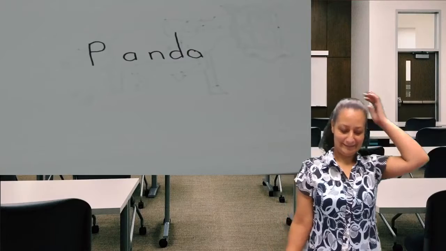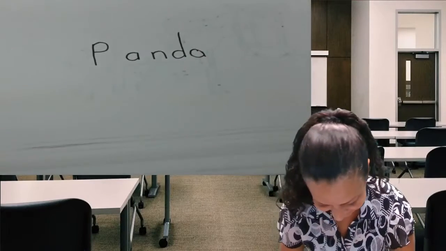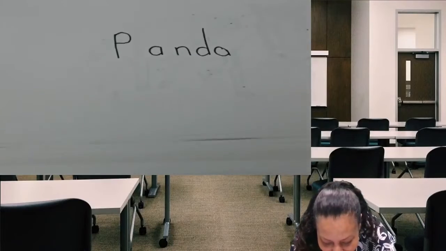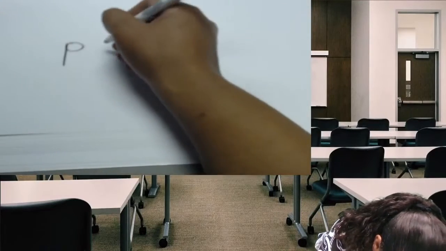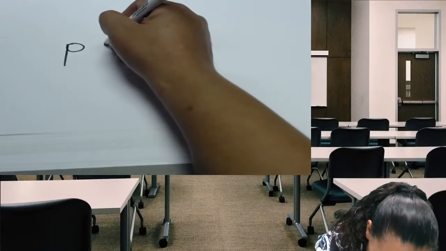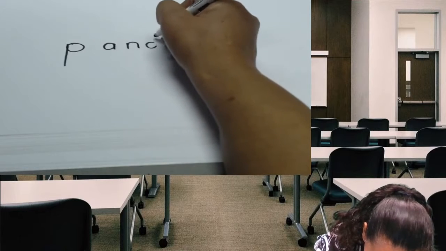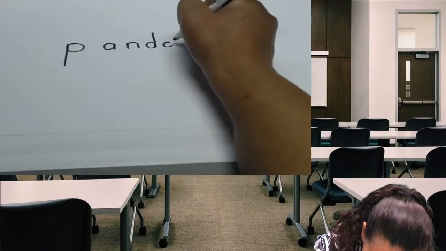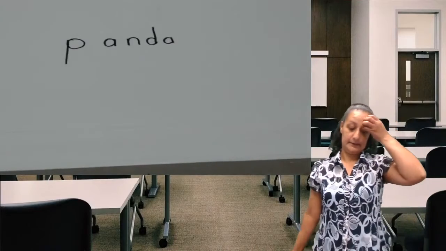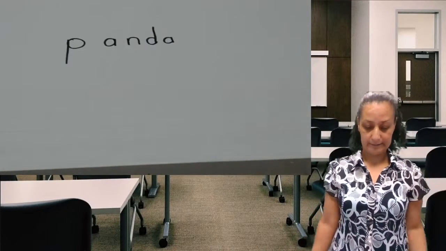D. So we're gonna do it like this, guys. If our panda comes out looking a little weird, it's gonna be weird. All right. So it's just right there, yeah. And then A, N, D, A. So that's the beginning of our drawing for panda.